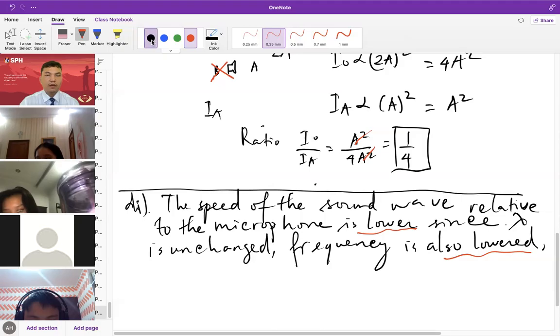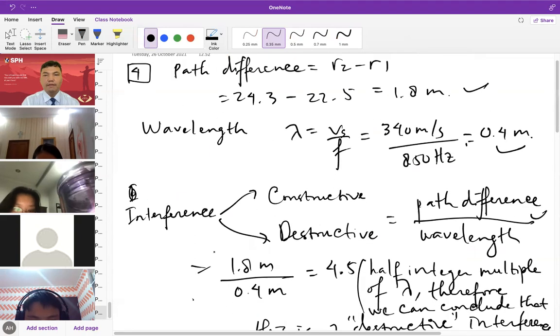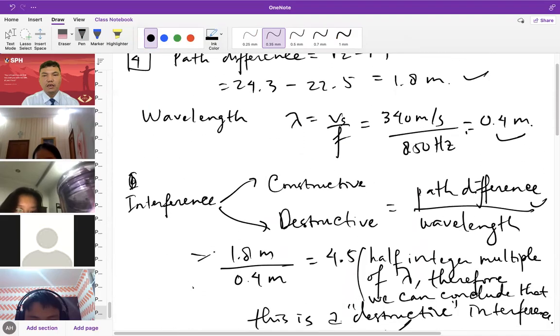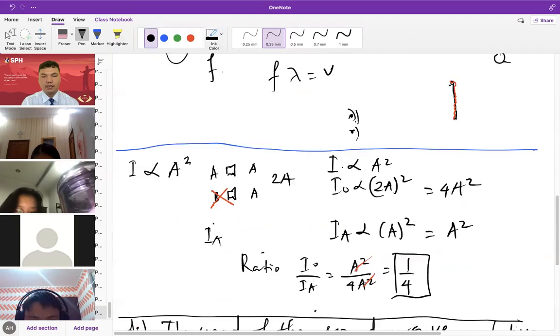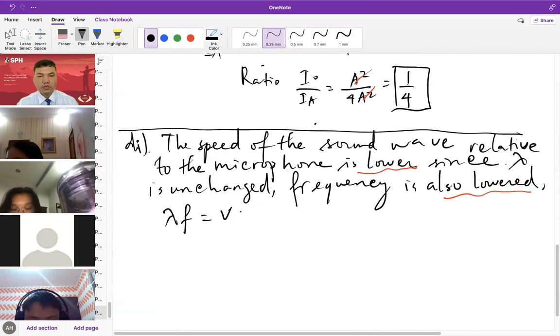Why? Because lambda f is equal to v. So if lambda is constant, here lambda f is equal to the speed v. So if the velocity or the speed of the sound lowered, the frequency lowered, because lambda is constant, it doesn't change. So it makes sense from the equation itself.